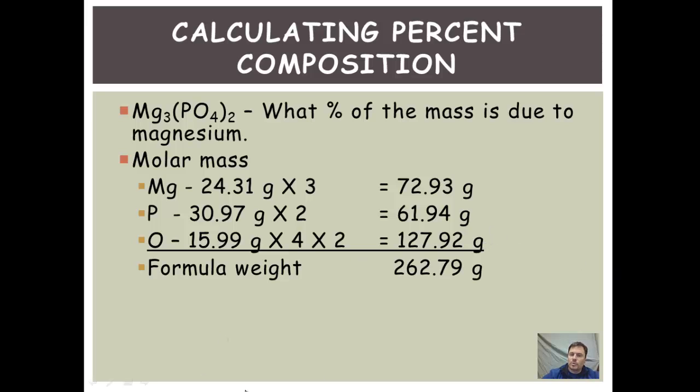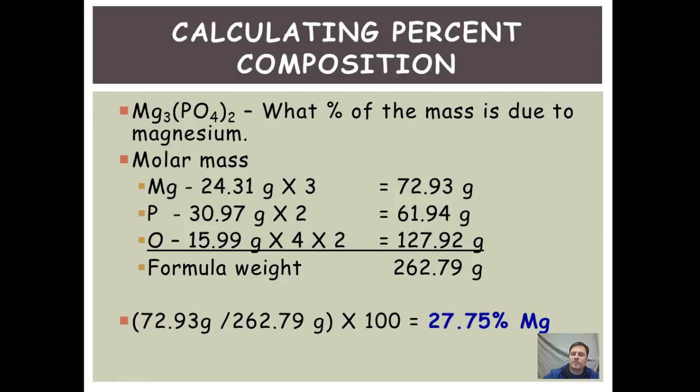And I like to write it this way because now when we do the next step, we take the mass of magnesium divided by the total mass. We have our information right up here. So we take 72.93 divided by 262.79 times 100, and we get a percent of 27.75% magnesium. That means 27.75% of that compound is made up of magnesium.